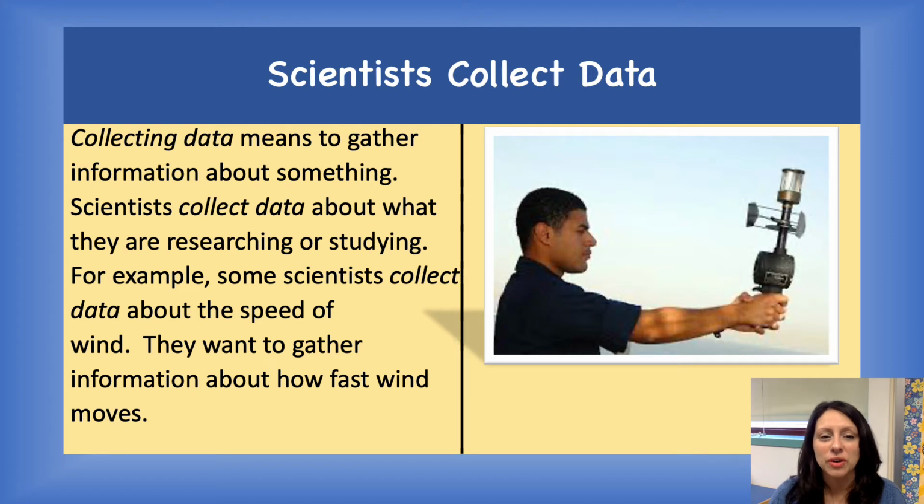In the picture, it's a scientist who's collecting data about the speed of wind. He's using a tool called an anemometer. An anemometer measures the speed of wind. You're a young scientist. What data have you collected? What information have you gathered so far about what you're studying or researching?